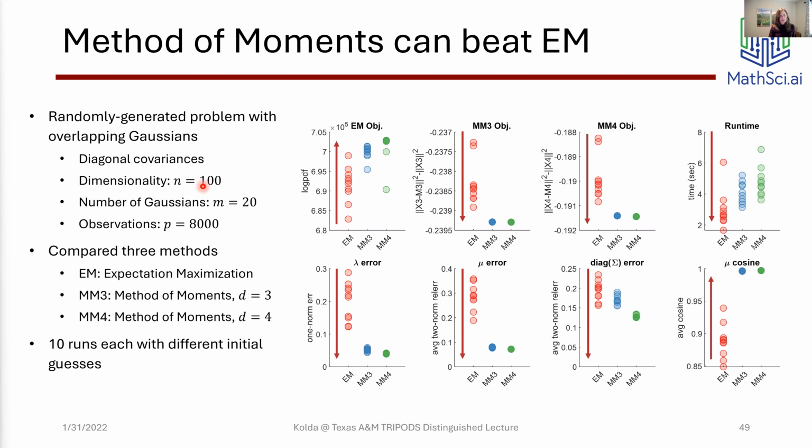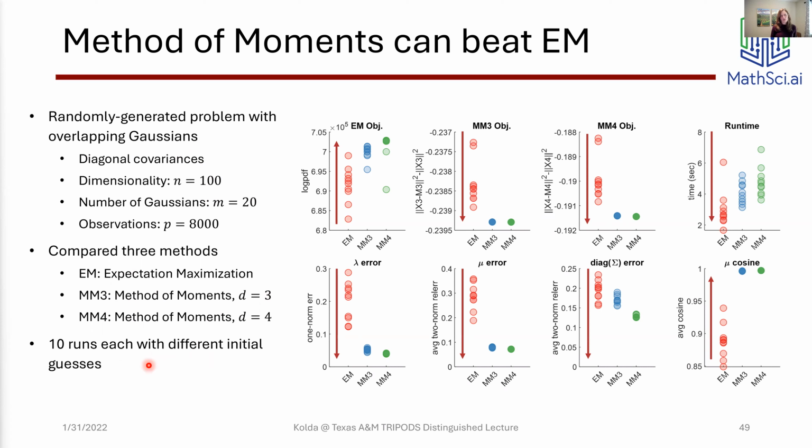So if we take 100-dimensional problems, just diagonal covariances, keeping it simple, 20 Gaussians mixed together and 8,000 observations from them. And we've set it up so that the means are close together. We compare the EM algorithm with the third order moments and fourth order moments using this augmentation. So you kind of get all moments from 1 to D, those two methods. And we do 10 runs each and then show you the results.